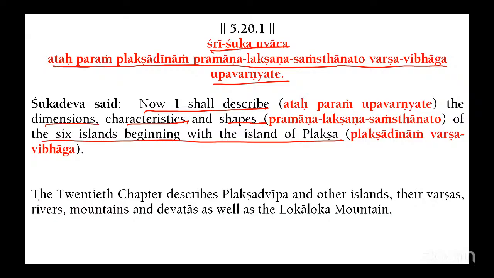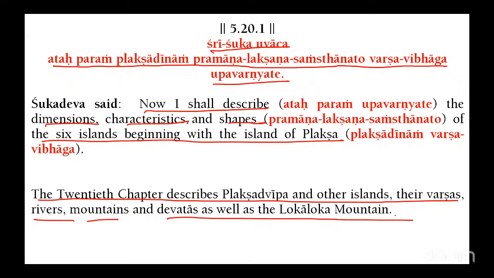Srila Vishwanath Chakravarti, summarizing this chapter, says the 20th chapter describes Plakshadweep and other islands, their varshas, rivers, mountains, and devatas, as well as the Loka mountain. If you remember, this is Bhumandala. At exactly half the radius, there is this Loka mountain. And outside this Loka mountain, there are no inhabitants. And inside the Loka mountain, this is divided into 7 islands and 7 oceans. So this is Bhumandala.